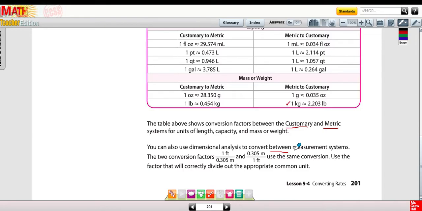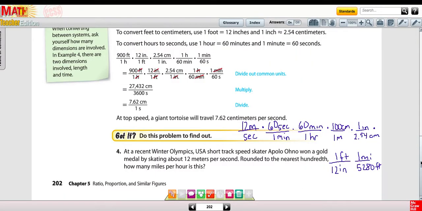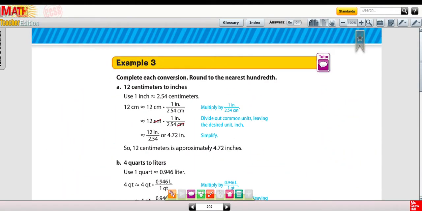So one of my sister's first jobs in her engineering field was to translate, convert, if you will, from customary to metric in a lot of these user manuals that are used by people all over the world. So let's try one of these on page 202. 202, example 3, we're converting from centimeters to inches. So again, we're going from metric to customary. You can look through that example.